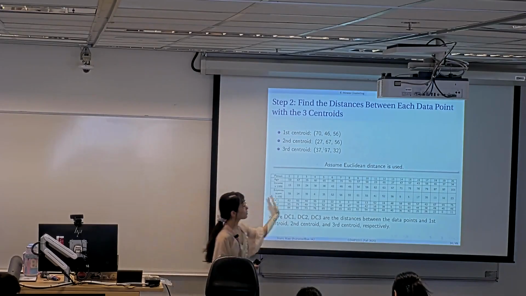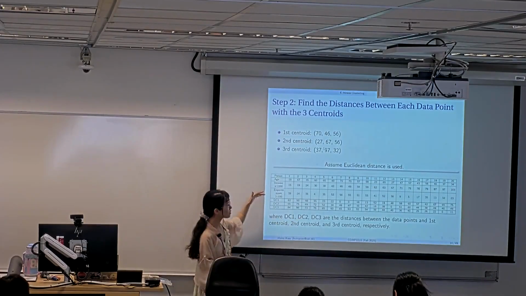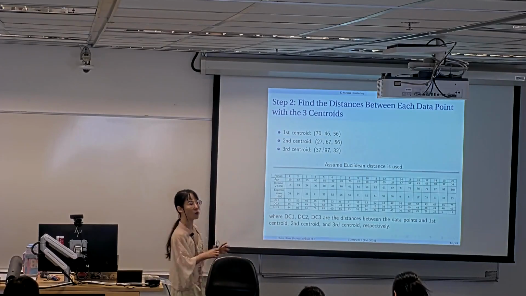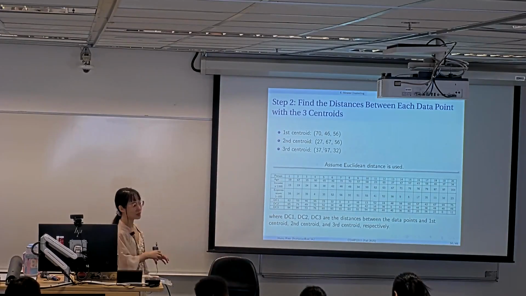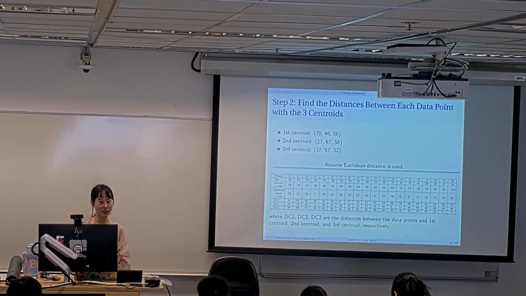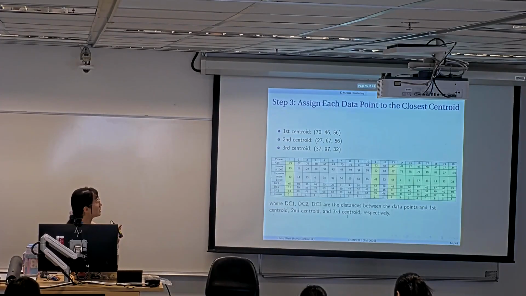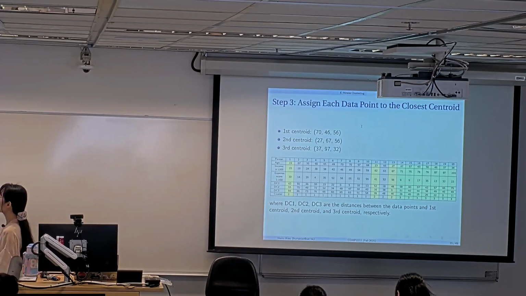Note that for each data point, we need to compute the 3 distances. So that's the pairwise distance between each data point and each centroid. After that, we append the table with 3 new rows. Then the next step is we should update the clustering, right? We should assign each data point to the closest centroid. So that's the meaning of clustering. Try to allocate the data point to its closest centroid.